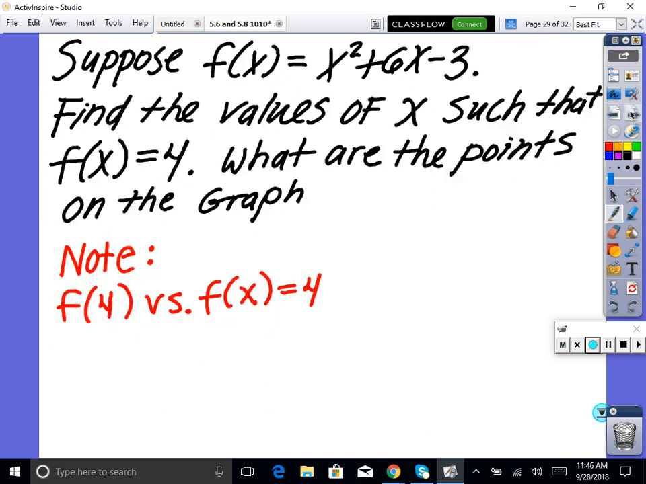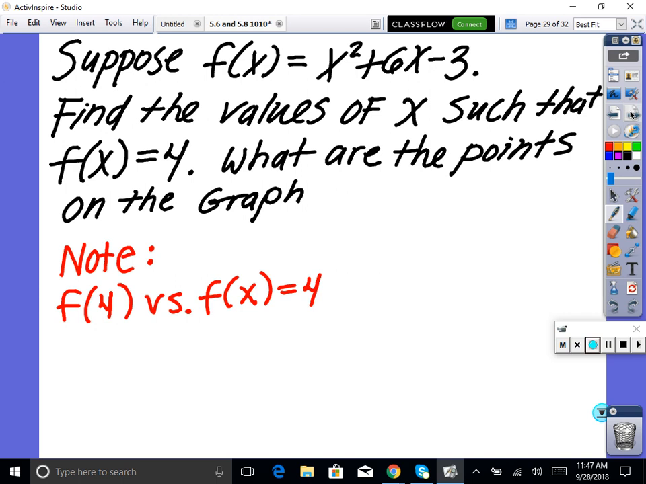Okay. Awesome. Okay, so let's read this one because it's not going to be worded always so straightforward. So let's read this. It says, suppose f of x is equal to x squared plus 6x minus 3. Find the values of x such that f of x equals 4. What are the points on the graph? So where should I be plugging 4 into? Careful, think before you answer. So where do I plug it in? Do I plug it into x? Or do I plug it in where?